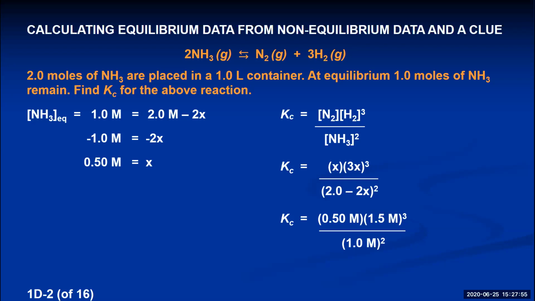And if I calculate what the units should be, I have molarity to the 4th on the top, molarity squared on the bottom. That divides out to be molarity squared. My final answer, 1.7 molar squared.